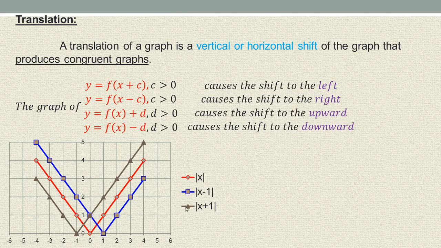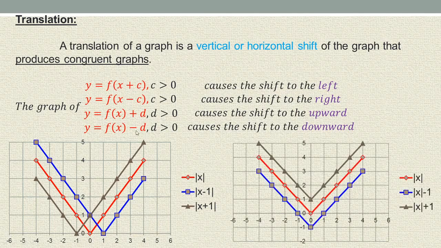And this brown color, you have modulus x plus 1. Plus 1 means it will come under the first one, f of x plus c. Plus 1 is inside the function. You should keep it in mind: if you have plus c, it causes a shift to the left. So you should compare the red color and this brown color. It causes a shift to the left side of this red color diagram. Are you able to understand this one? Yes.